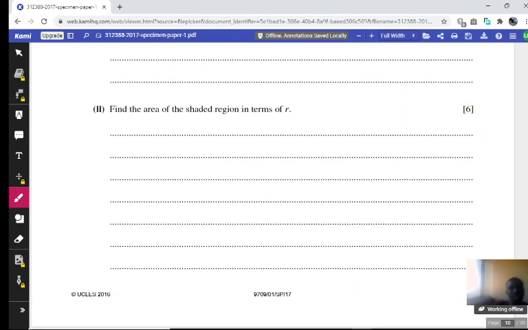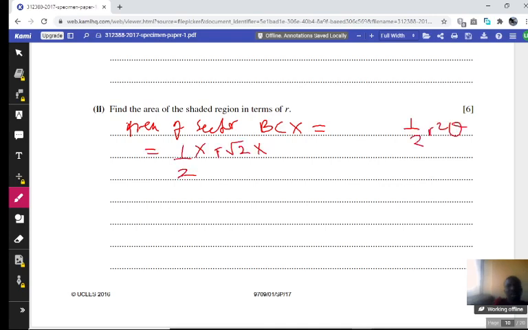So area of sector BCX is equal to, let me calculate there, it's half. Area of sector, remember, it's half r squared theta. That's the area of the sector. So it's half times r root 2, that's the radius, times r root 2, then times theta.